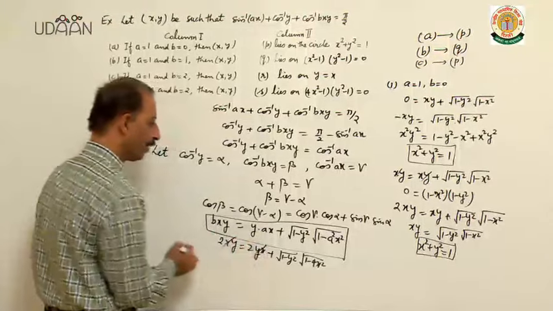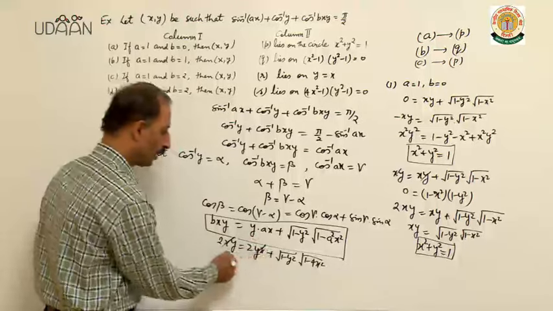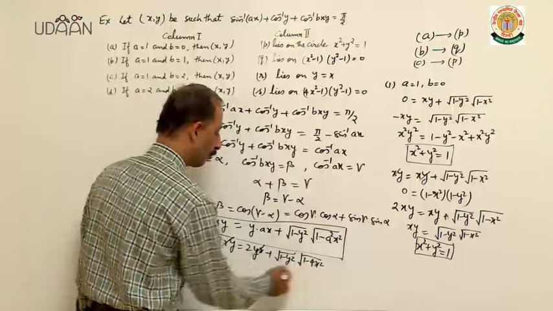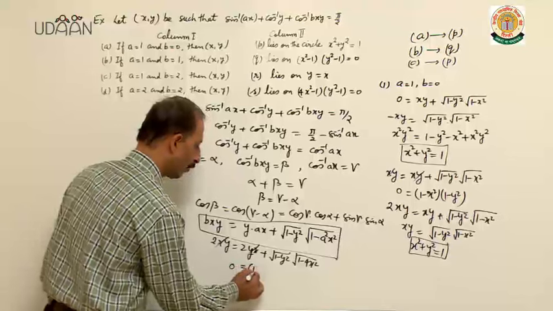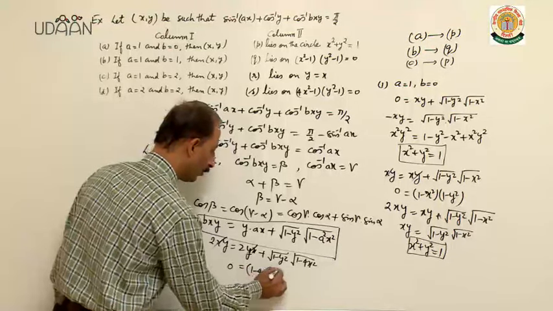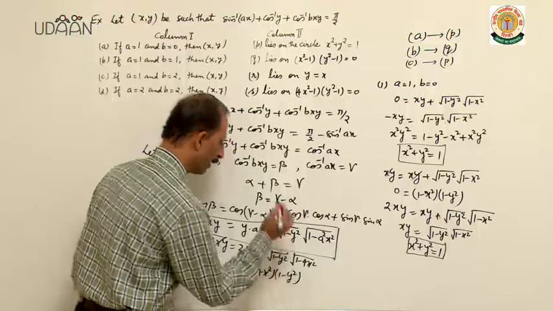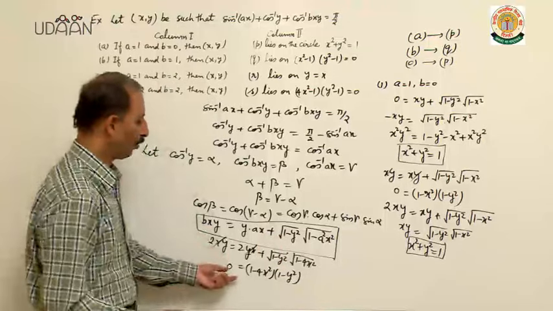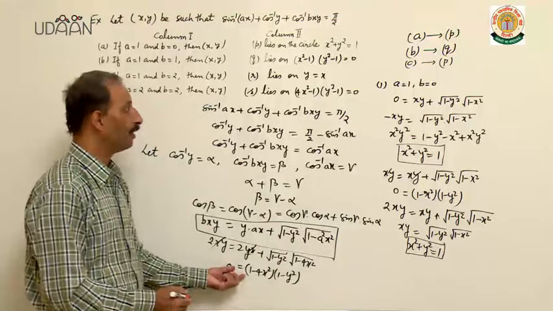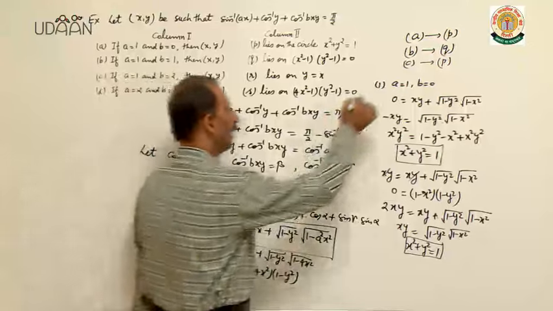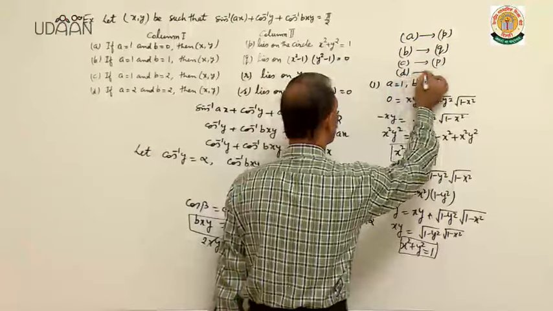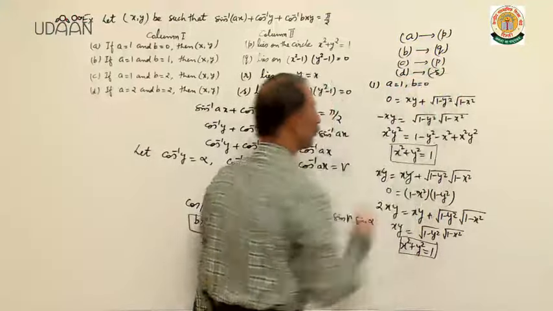This term will be cancelled by this, so transfer this side, it becomes 0. Then squaring both sides, you will get 1 minus 4x square into 1 minus y square. For the last, D option, which option is the correct one? S. For D, S option is the correct one.